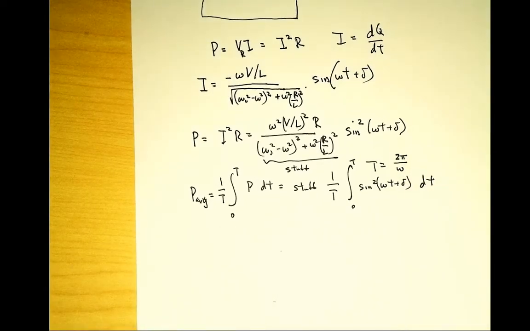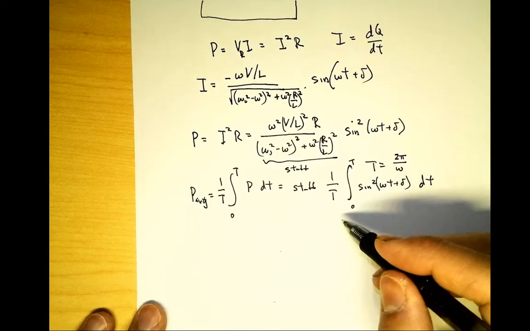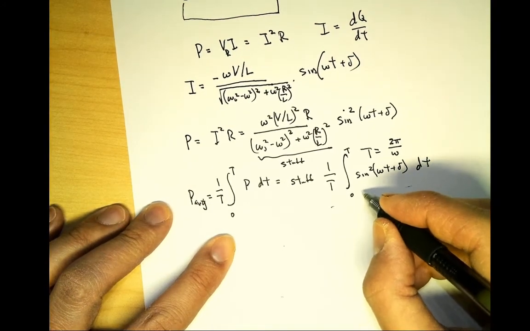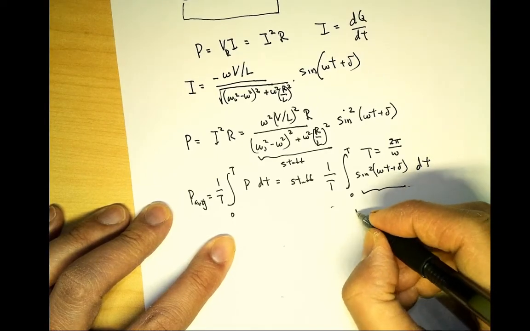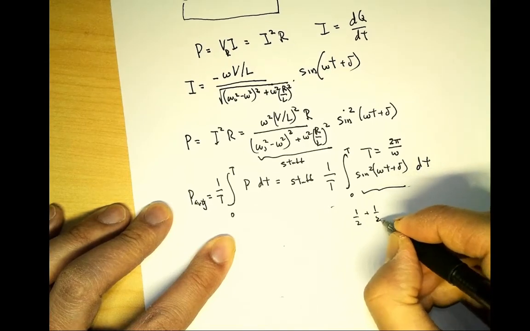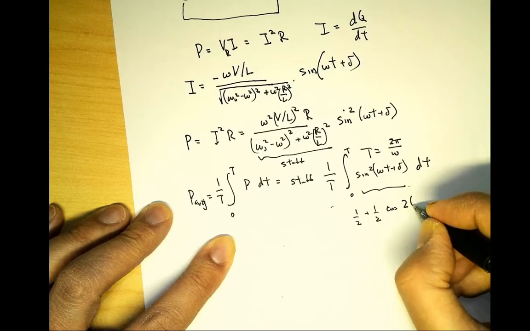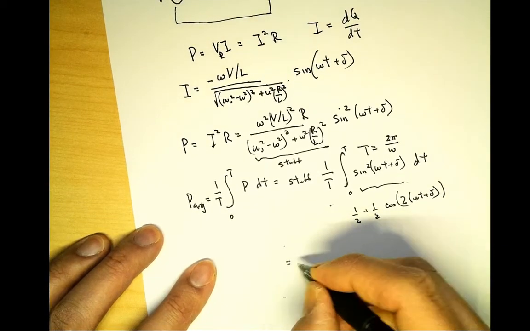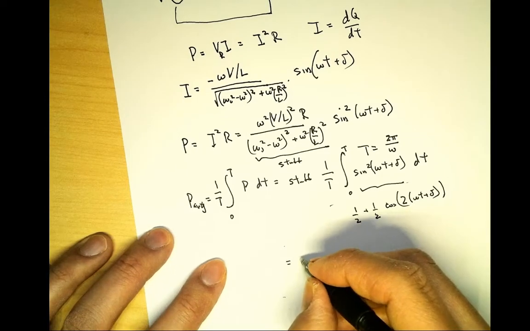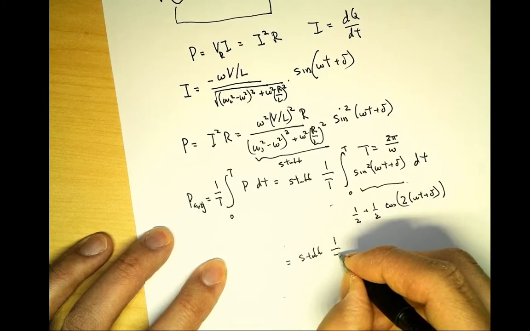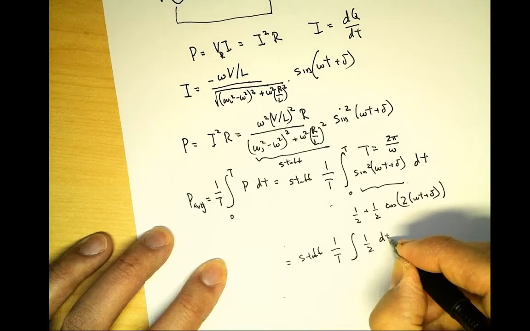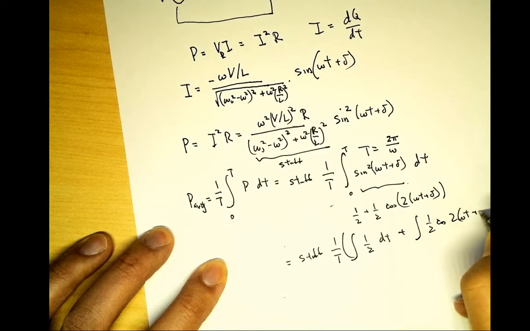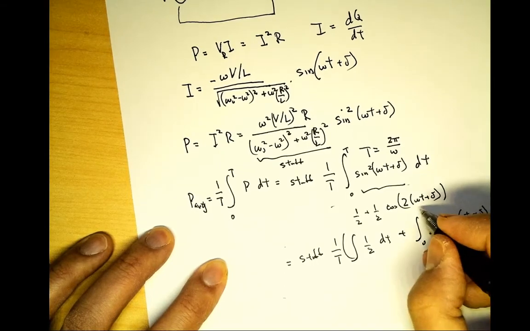At this point, if you've seen these problems enough, you already know that this thing will just give you a half. But if you want to do it correctly, you can write it as follows. Sine squared is 1/2 plus 1/2 cosine of 2 times omega t plus delta. This is one of those half angle formulas. So let's go ahead and do that. It's going to be equal to some stuff times 1 over T, the integral of 1/2 dt, plus the integral of 1/2 cosine of 2 omega t plus delta dt, from 0 to T.